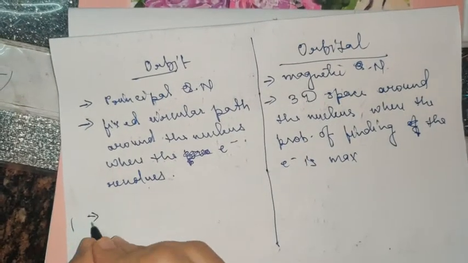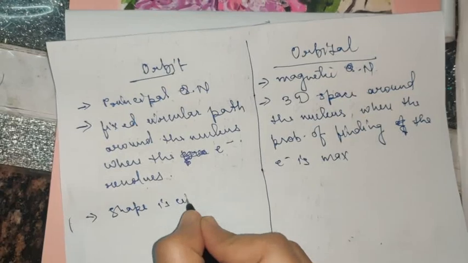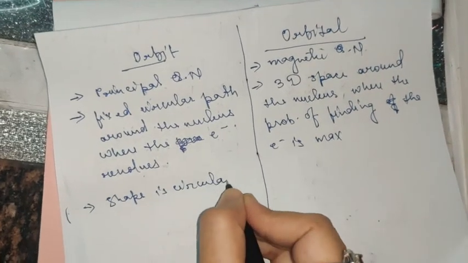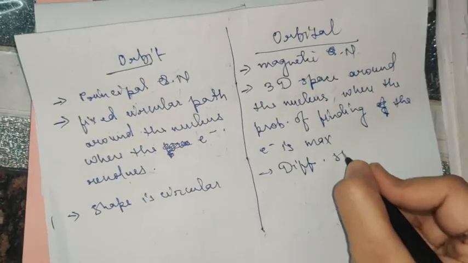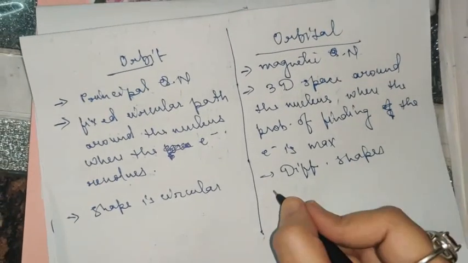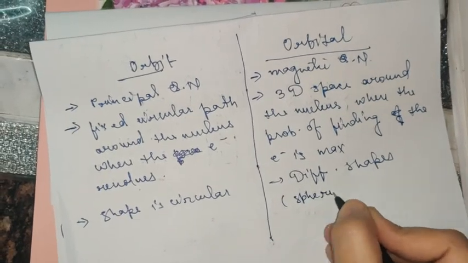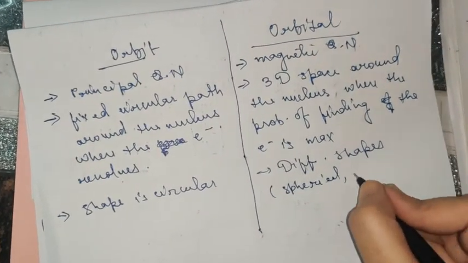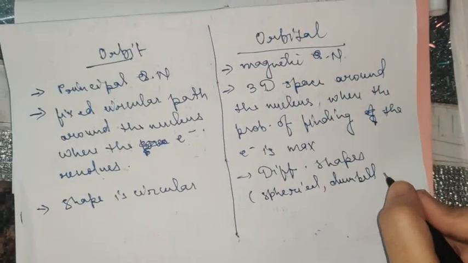Third, you can say the shape. The shape of an orbit is circular, and orbitals have different shapes like spherical, as in case of S, like dumbbell, okay, which we learnt right now, etc.